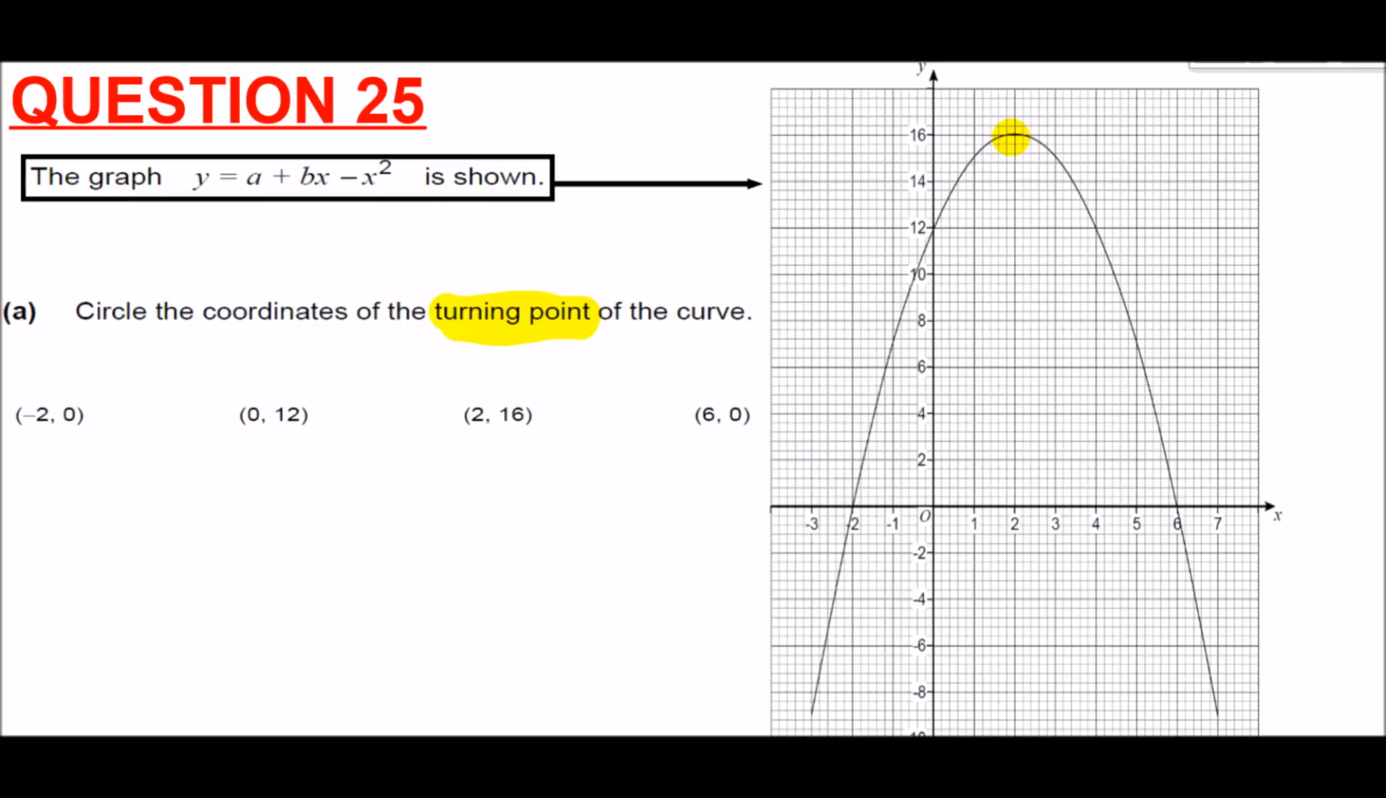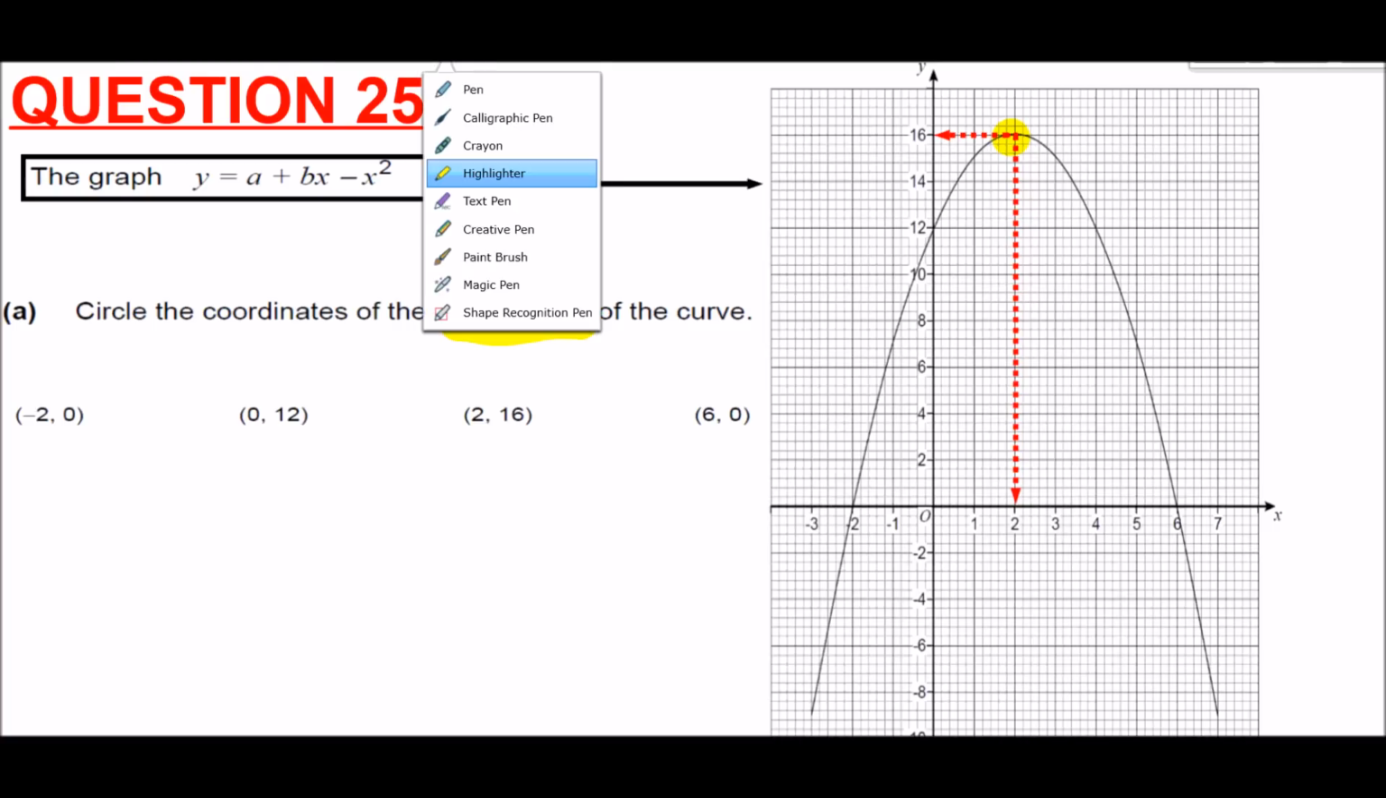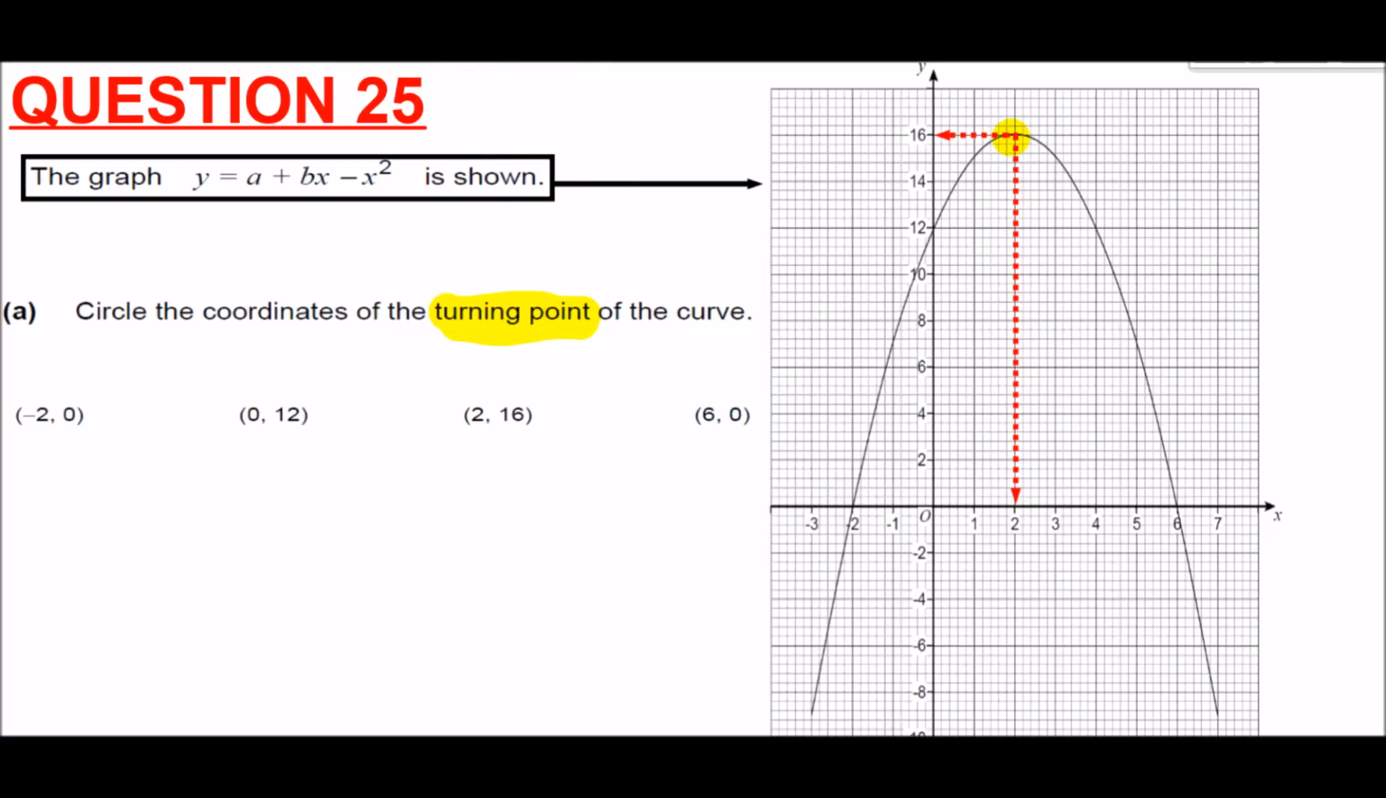And so if we just have a look at that point here and get the coordinates of it, it changes direction when x is 2 and when y is 16. So the coordinates of the turning point are 2, 16.